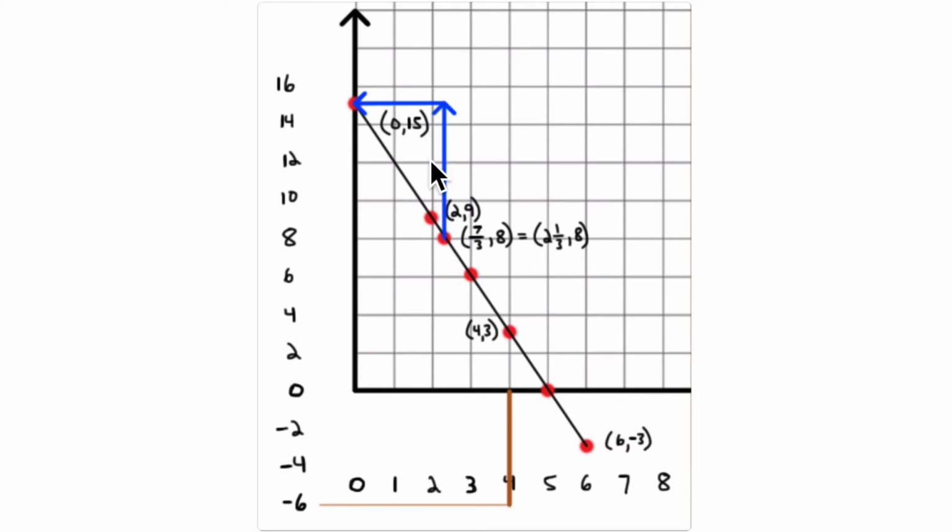So this is going to slide down. This is going to slide down to here. And this length right here, from this 8 to 15, you're going to see that this is a positive 7. And then this point is going to slide over here.